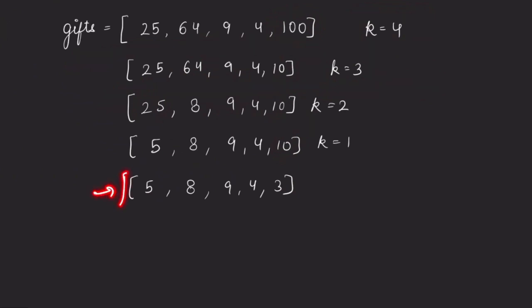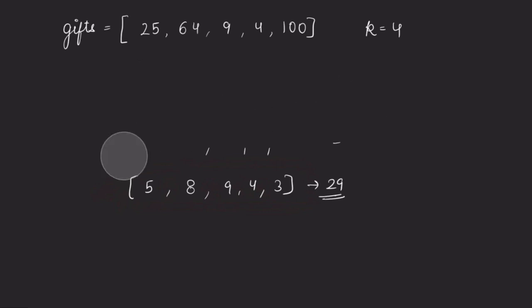Now whatever our array state is, we need to find out the sum of all its elements, right? So what will be the sum here? 5 plus 8 is 13. 13 plus 9 is 22. 22 plus 4 is 26, and 26 plus 3 is 29, right? So the answer of this particular test case will be 29.